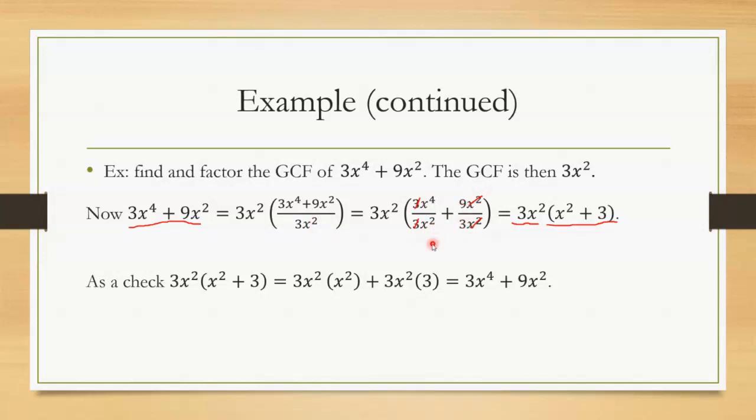And you can see, I did write it out for the other class, which is why the marks are still here, because I saved it by mistake. But the 3's are going to cancel. X to the 4th over x squared, well, if you subtract the exponents, you get x squared, x to the 4 minus 2. Here, the x squares are gone. They cancel. 9 over 3 is just 3. So altogether, we have our GCF 3x squared times what's left over, this.